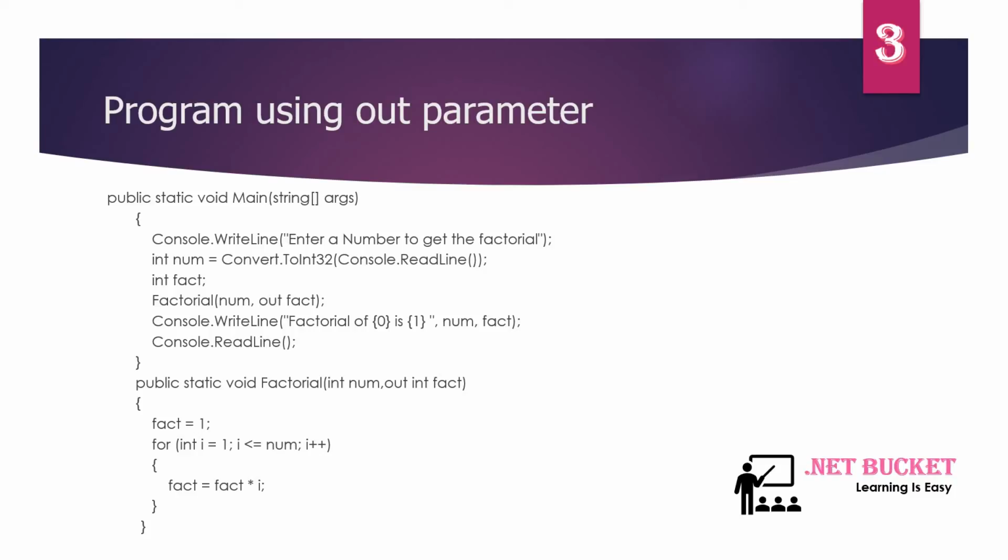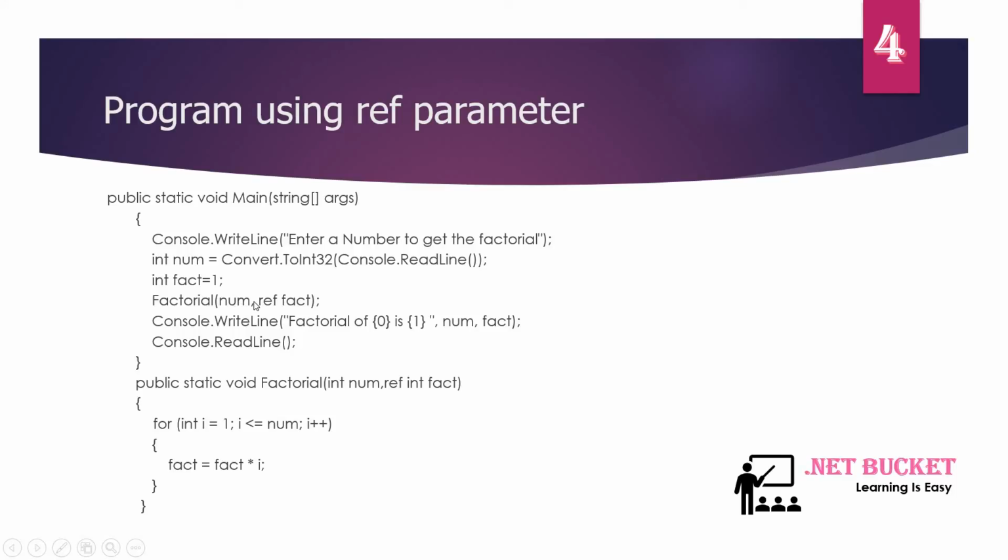This is the sample program that I added. This is a factorial program. Basically, as explained in the last session, it's the same program. The only thing is, instead of returning the value from this function, I am using an out parameter to get that value. So this parameter is coming as out, which is here.